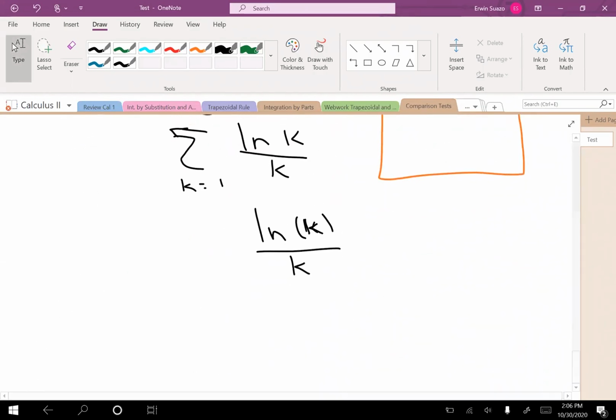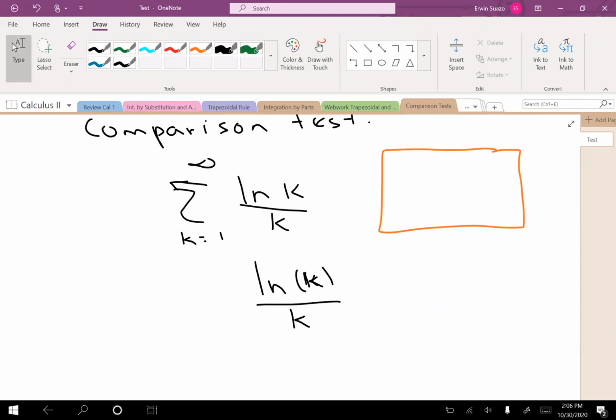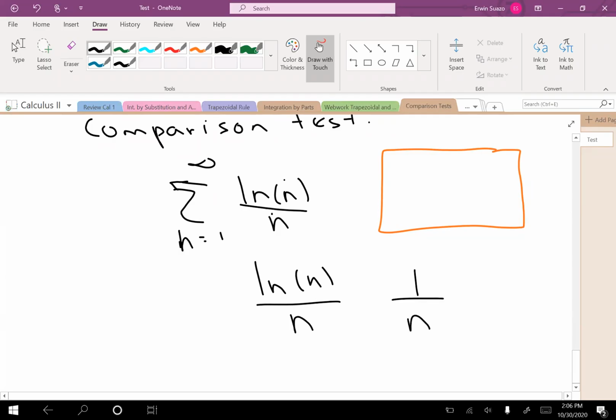Because you see, this is ln of k. The k doesn't matter. You can call it k, you can call it i, or n. So we have ln of n over n, and let's put 1 over n. So the question is, who is bigger?